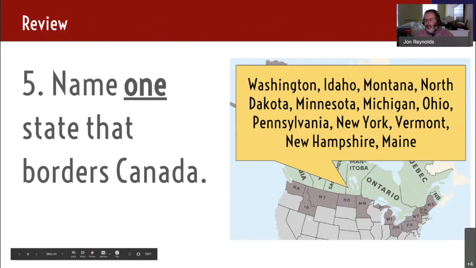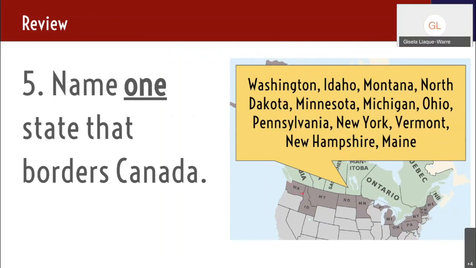So we already know Alaska. So actually there is a total of 15 that border Canada. So everyone, let's say these together. Are we ready? So here we go. Let's say them. Washington. Idaho. Montana. North Dakota. Minnesota.